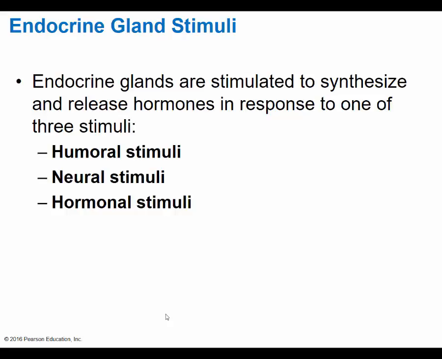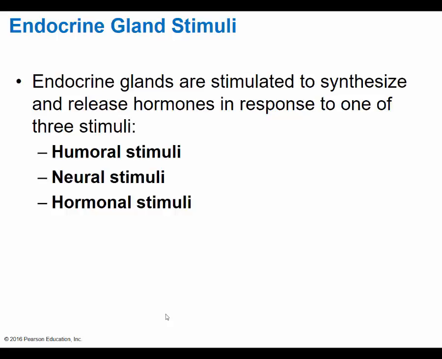Humoral, humor refers to blood. So there's some chemical in the blood that is stimulating an endocrine organ to change that chemical in the blood by secreting its hormone. So humoral means there's something in the blood. Neural stimuli means there's an action potential that's stimulating that endocrine gland. So some impulse coming from the nervous system is going to stimulate that endocrine gland to secrete its hormone.